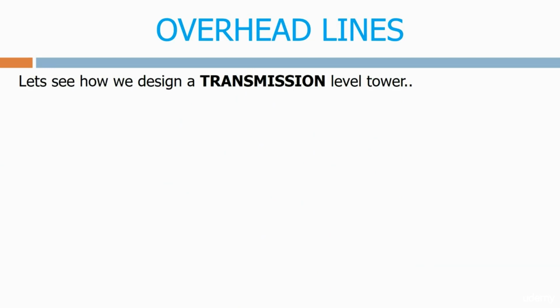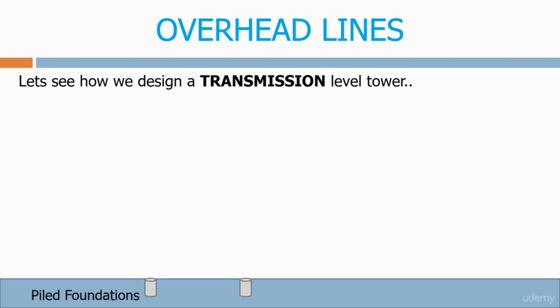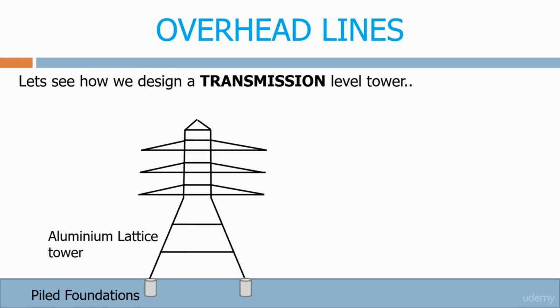Let's see how we design a transmission level tower. First thing we have is piled foundations on each of the legs. These can be up to 25 meters deep for the larger transmission towers. We then have the aluminium lattice tower. Aluminium is used as it's light and strong and resistant to corrosion.